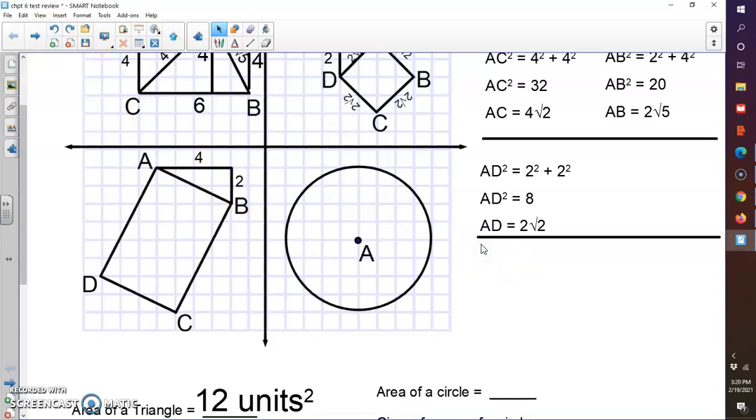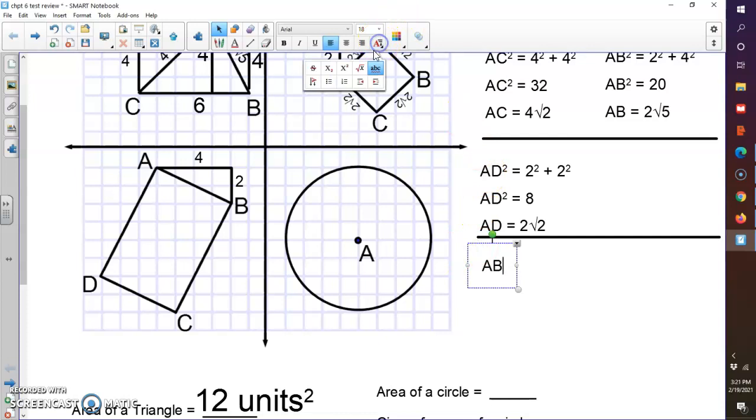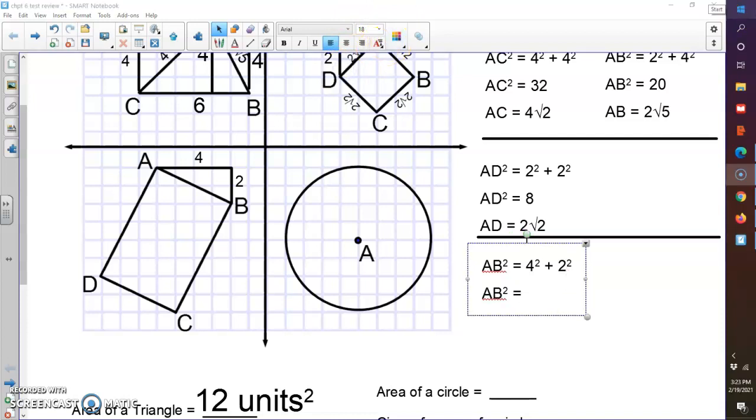So AB squared equals 4 squared plus 2 squared. And now we have AB squared equals 20. And therefore AB is equal to 2 root 5.